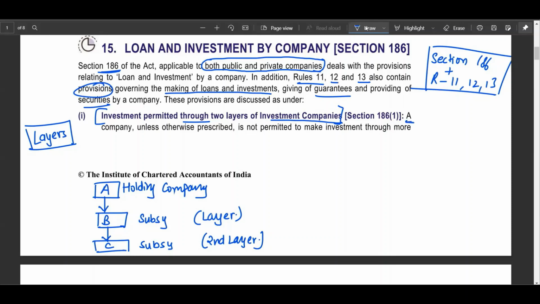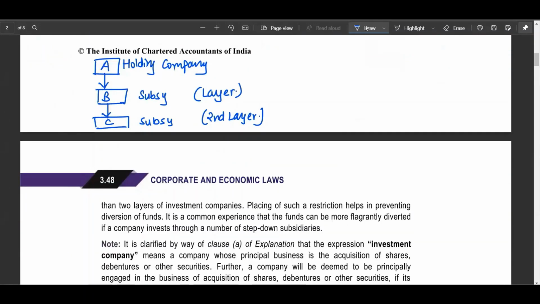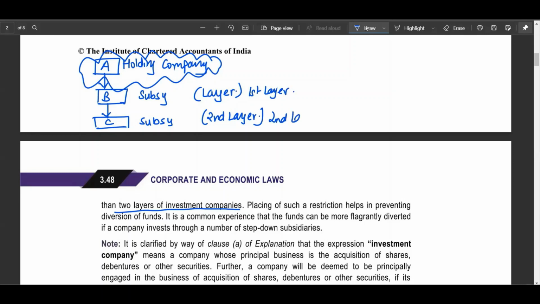Let's read it first. A company, unless otherwise prescribed, is not permitted to make investment through more than two layers of investment companies. What does it tell us? That a company, that is here in our case company A, can invest in two layers easily. This is the first layer and this is the second layer. A company can invest in not more than two layers.